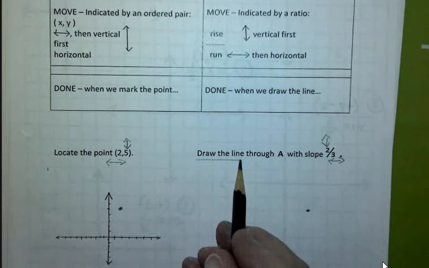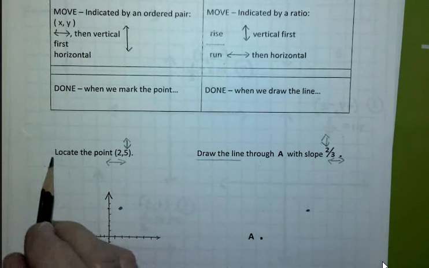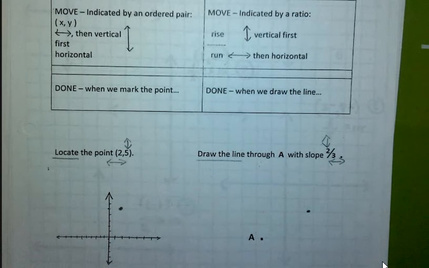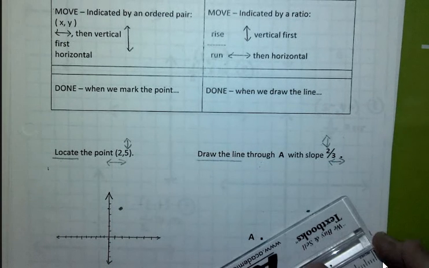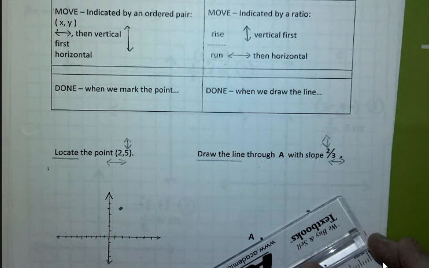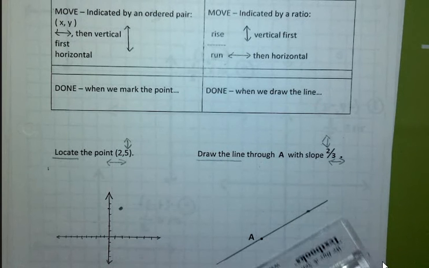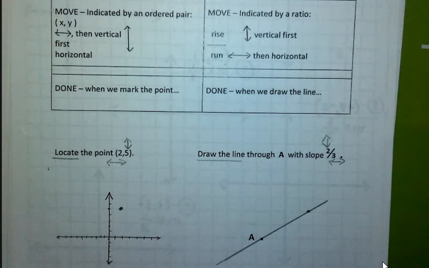Here I was trying to locate a point, but here I'm asked to draw a line. So those 2 points tell me exactly where I draw the line, and that's the only possible line that has a slope of 2/3 and it goes through A. So slope is rise over run.